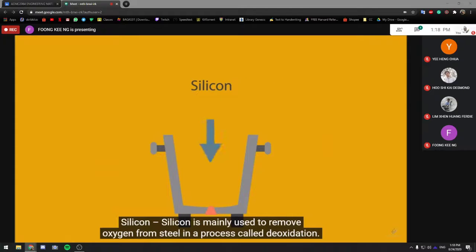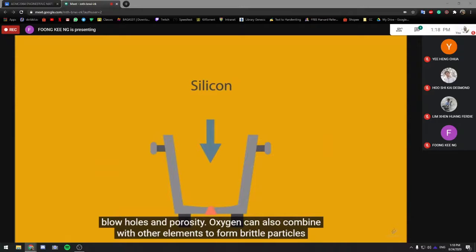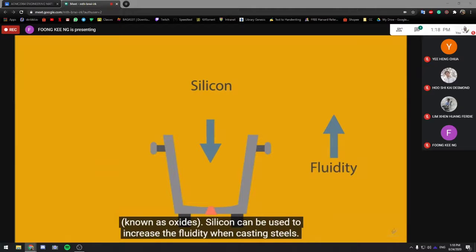Silicon. Silicon is mainly used to remove oxygen from steel in a process called deoxidation. The removal of oxygen in steel is important as oxygen can form voids in steel known as blowholes and porosity. Oxygen can also combine with other elements to form brittle particles, known as oxides. Silicon can be used to increase the fluidity when casting steels.